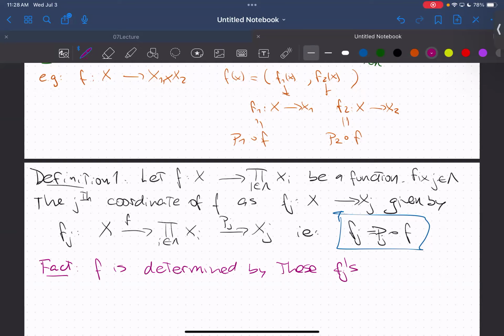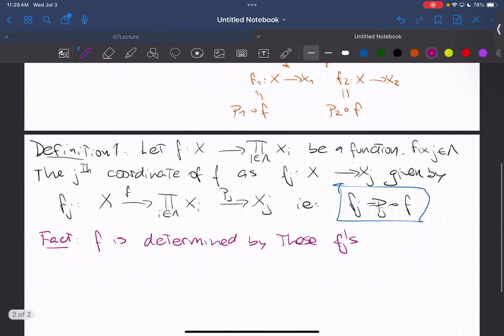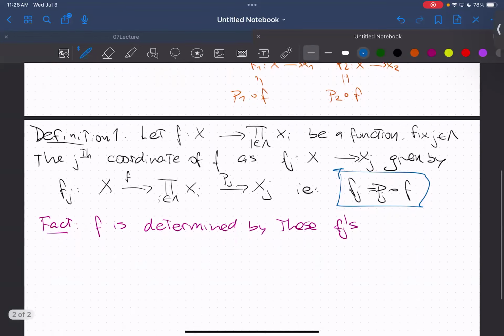As is the case in the finite case. If you tell me the coordinates, you know the function. If you want to define a function, you only need to give me the coordinates. So both ways. Okay, that's kind of set theory, but now we want to do something topological. So before we go there, let's briefly recall.